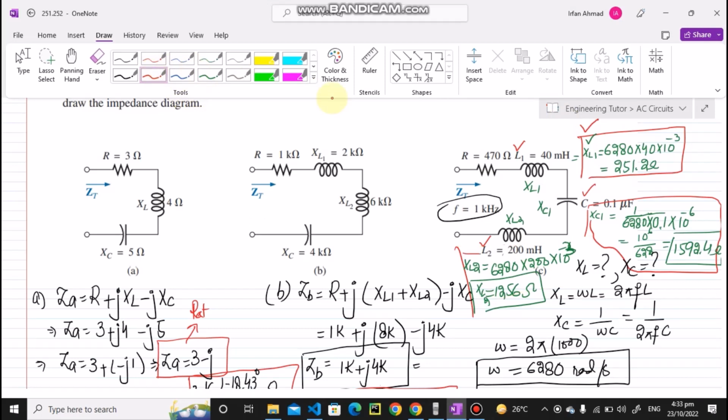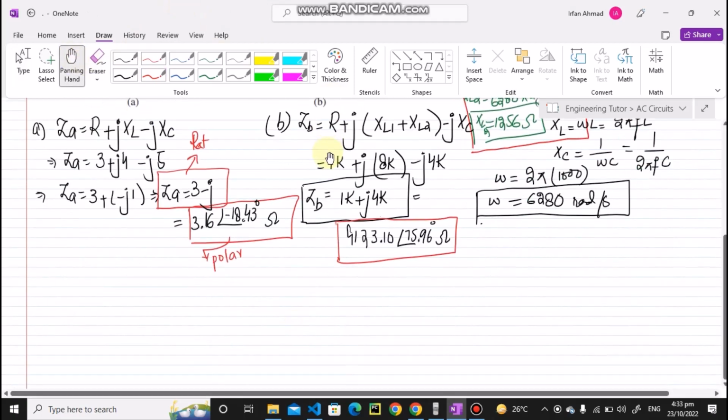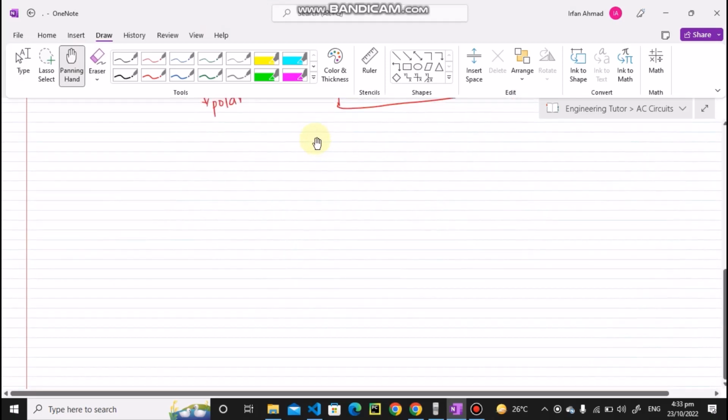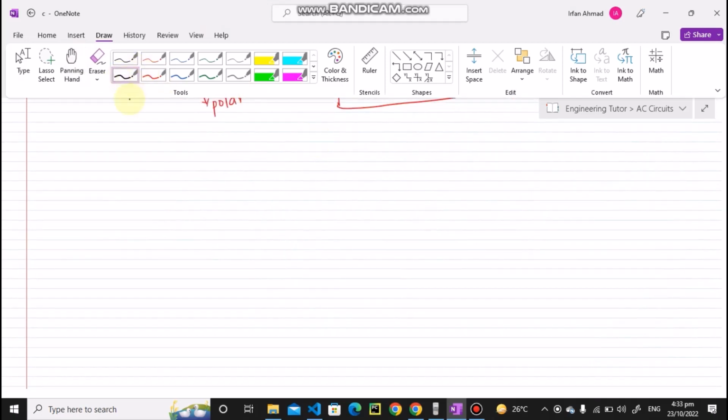Okay, and now let me use them in our question here. In calculating the total impedance here, we have to do the same procedure again. This is part C, and let me call it ZC. Here we have to add the resistor, as we have only one resistor here.